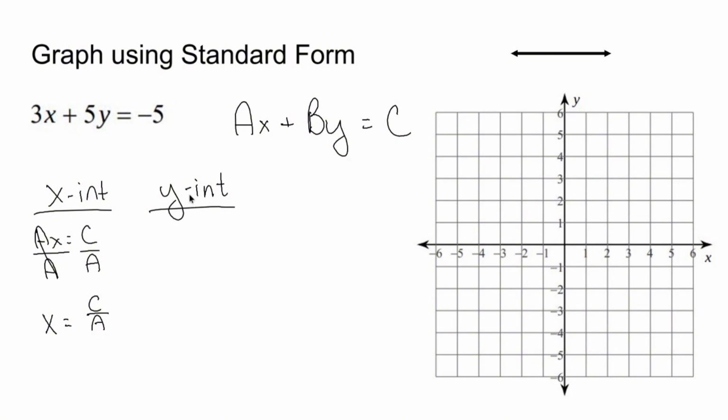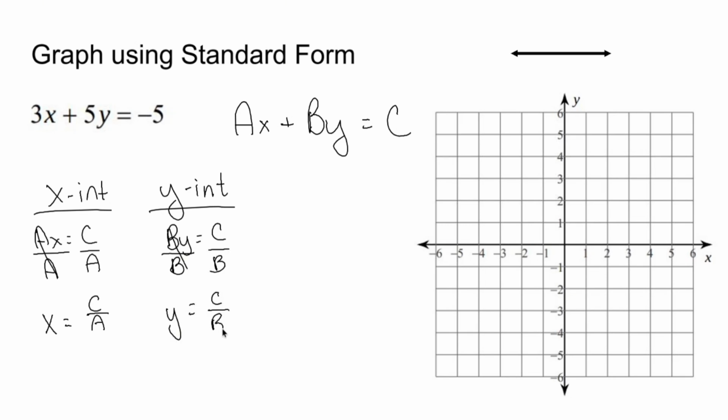Similarly, if I were to normally find the y-intercept, the way you do that is substitute 0 in for x. When you do that, the ax goes away, and you're left with by equals c. So in order to get y all by itself, you divide both sides by b. Now, if you're like, I don't like any of this, can we just skip to the shortcuts?